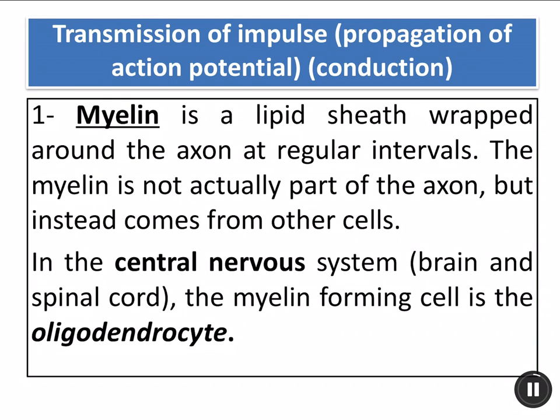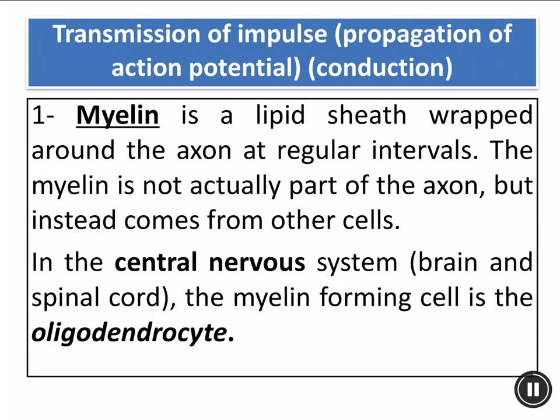Transmission or propagation or conduction. There are many factors affecting propagation or conduction or transmission. One of these factors is myelin. When there is myelin in the nerve, the propagation is very fast in the transmission of the impulse.